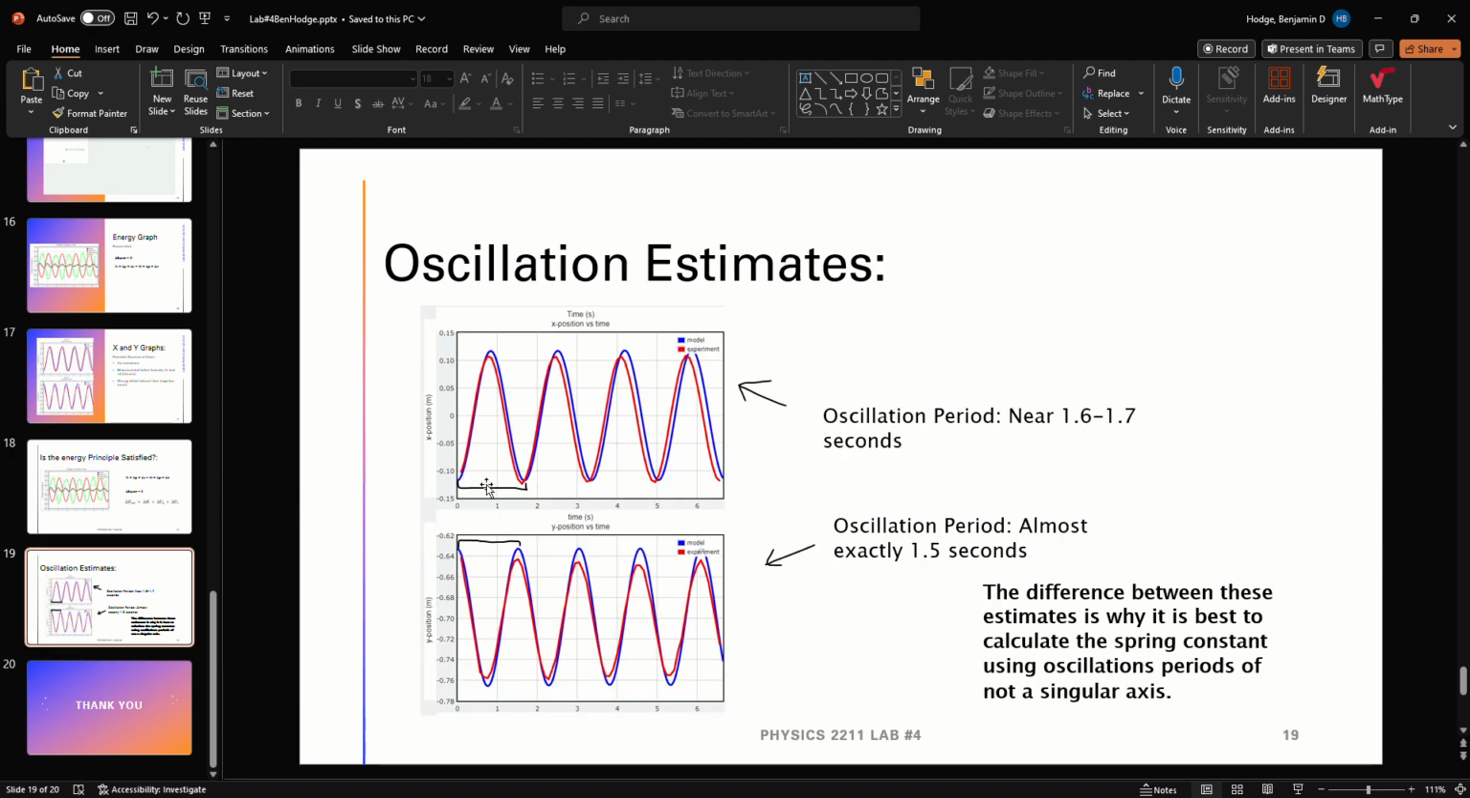Oscillation estimates. This is by going from here to here. You can estimate that the oscillation period based on the X graph is about 1.6 to 1.7 seconds, and the oscillation period for the Y graph is about 1.5 seconds. Since these are different, it basically just means that you need to calculate the spring constant using oscillation periods of not a singular axis.